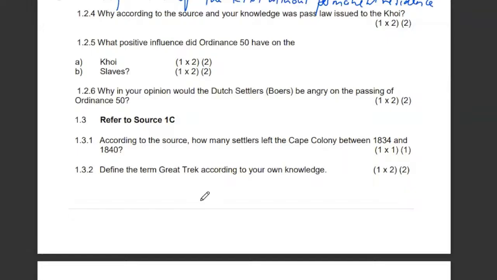Remember the old way of life before the coming of the British, the Boers were doing whatever they deemed necessary on the slaves. They were enslaving the indigenous people and treating them harshly. But however, because of the coming of Ordinance 50, now things became moderate. Now it was just more of a justified way of life, of treatment of the indigenous African people. So why were they angered? We can say the Dutch were angry because they lost laborers.